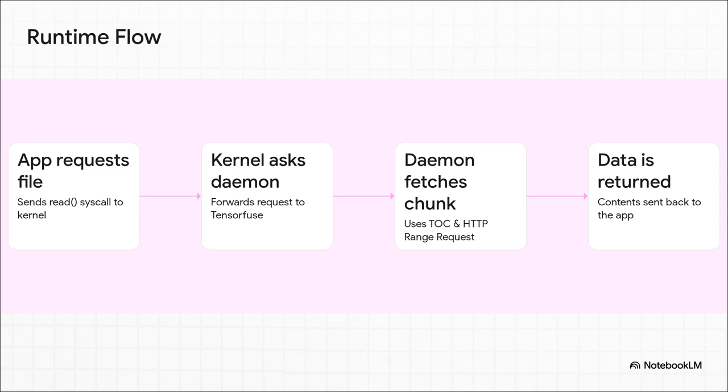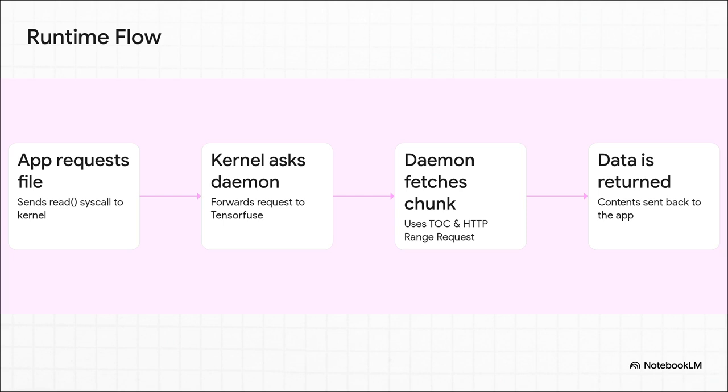The app inside the container tries to read a file. Let's say it does import torch. The Linux kernel intercepts that request and passes it to the Tensorfuse daemon. The daemon just glances at its table of contents, sees exactly which bytes it needs, and then, this is the coolest part, it makes a tiny HTTP range request to the registry to grab only that specific chunk of data. It gets decompressed instantly in memory and then handed right back to the app. And the application? It has absolutely no idea the file wasn't sitting there on disk the whole time.